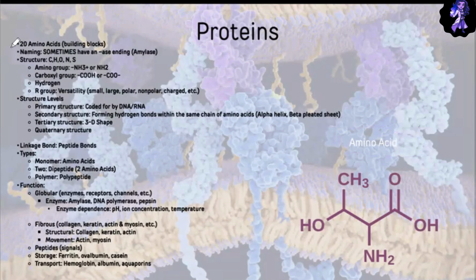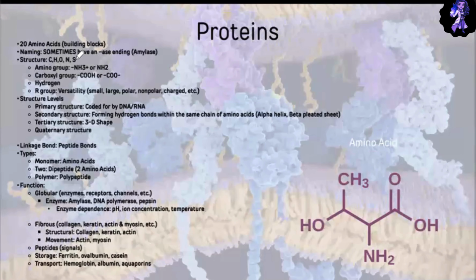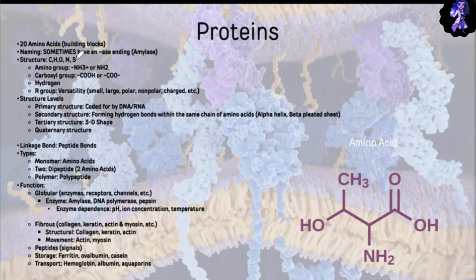Now, there are 20 different amino acids, and it becomes very hard to identify all 20 of them, and you're not expected to know all 20 of them. What you are expected to know is the basic structure. For example, when you have any sort of protein, you're looking for an amino group.